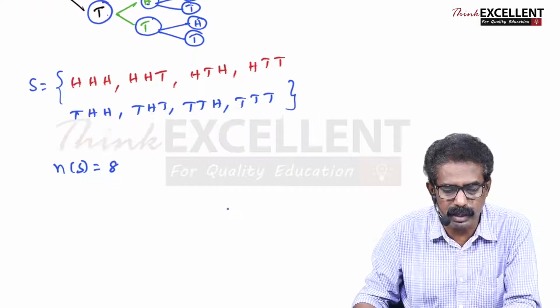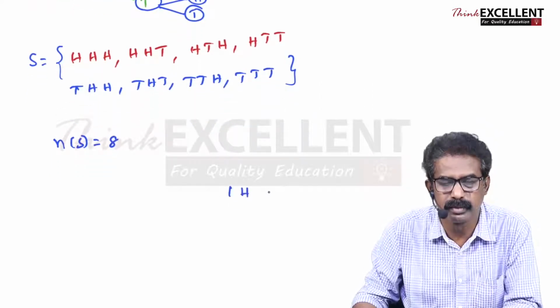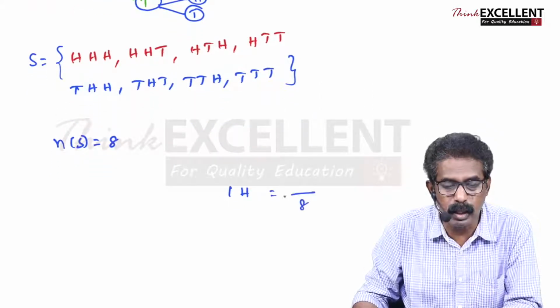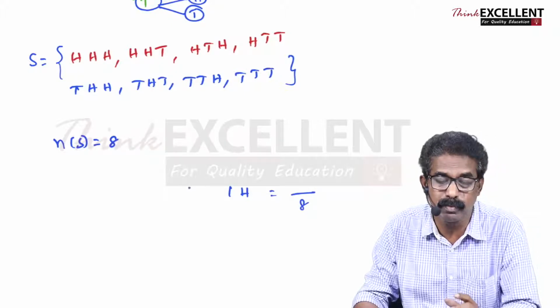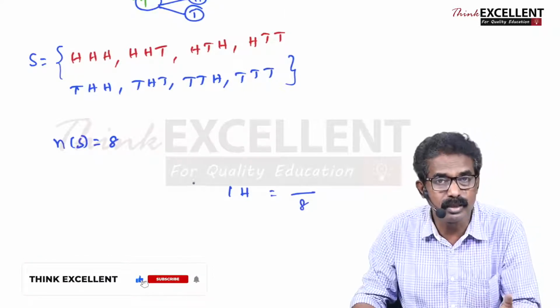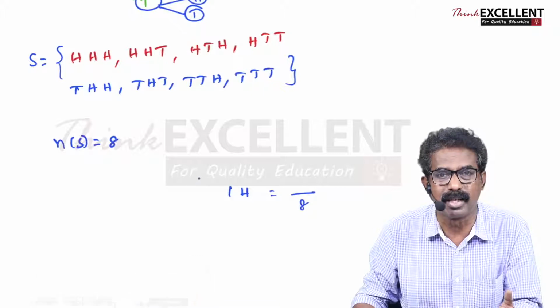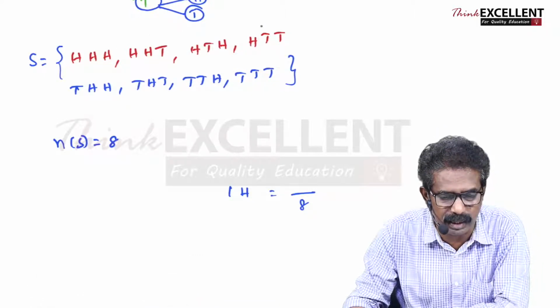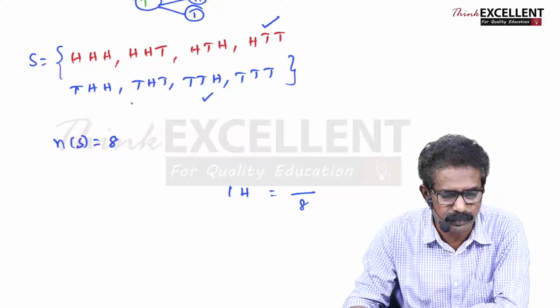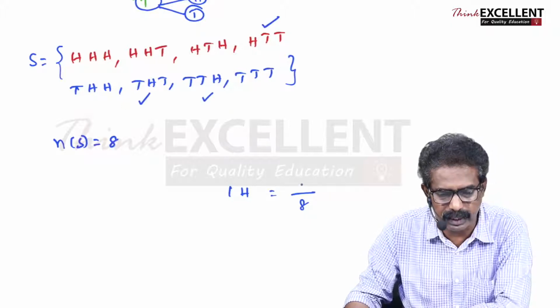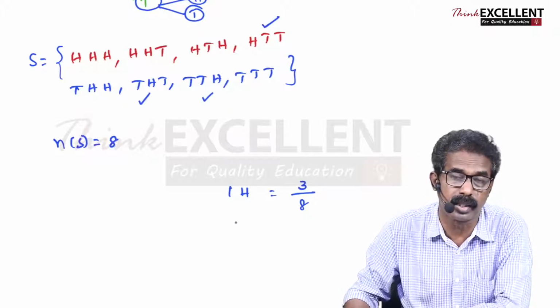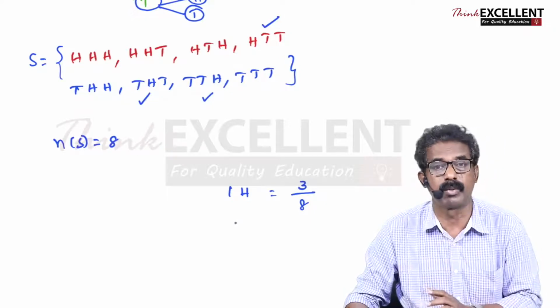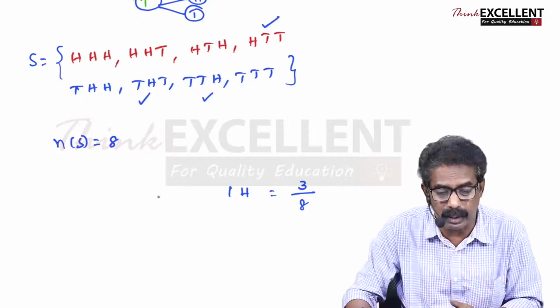Suppose the question is, what's the probability of getting 1 head? So denominator is 8. 1 head, what's the meaning of that? Here be very careful. 1 head, at least 1 head, at most 1 head. 1 head means exactly 1 head. How many cases are there? Exactly 1 head, so 3 cases. So your answer is 3 by 8. This is for 1 head. 1 head means exactly 1 head.